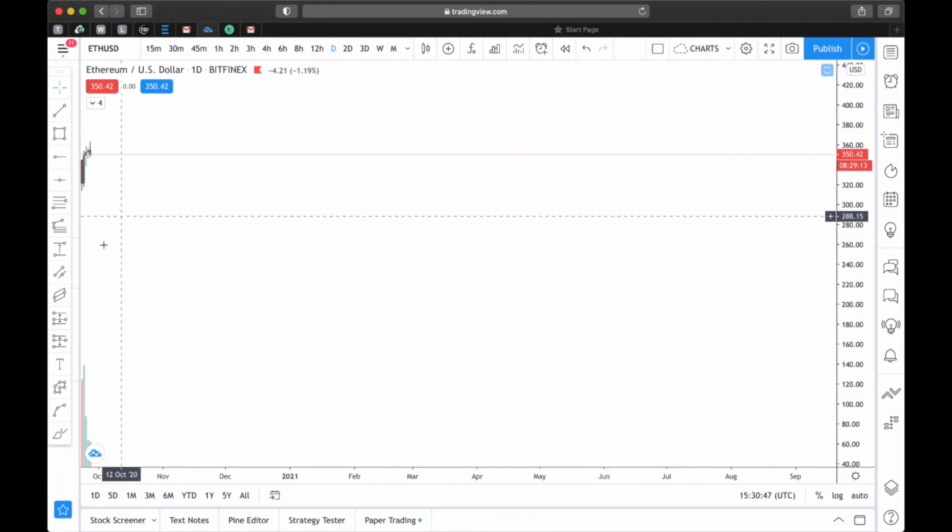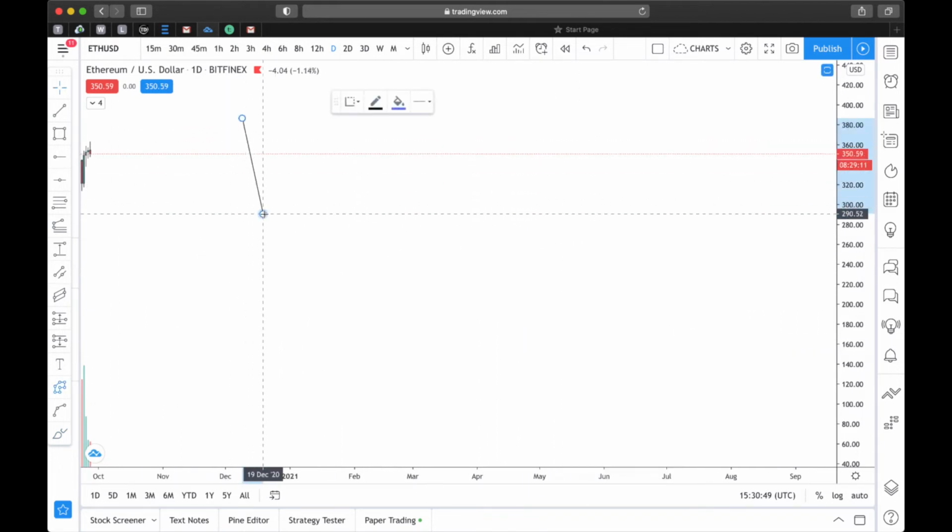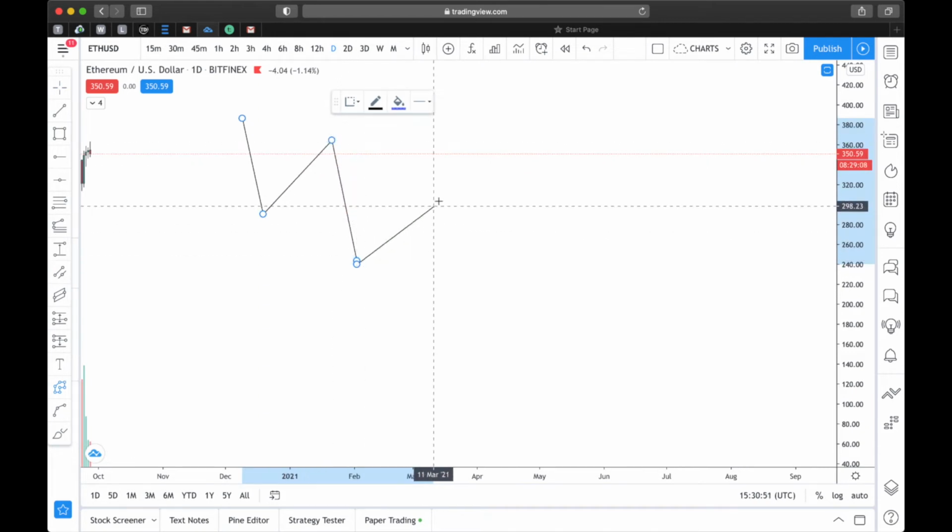For a downtrend, the price has been moving this way.